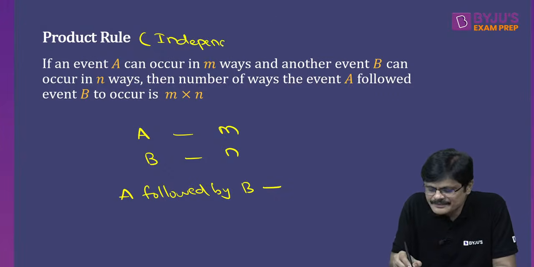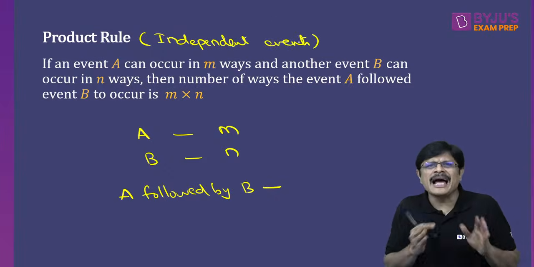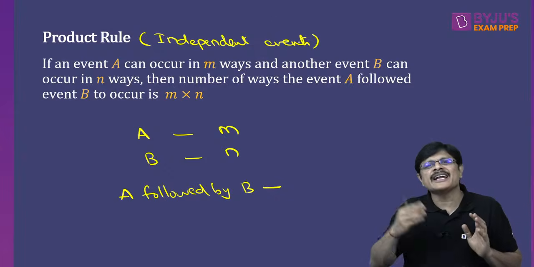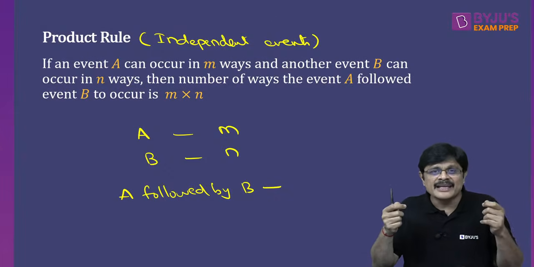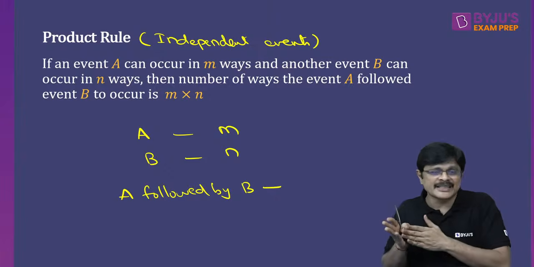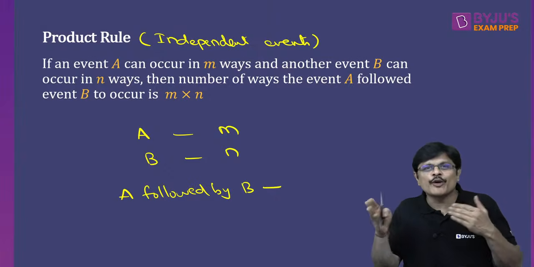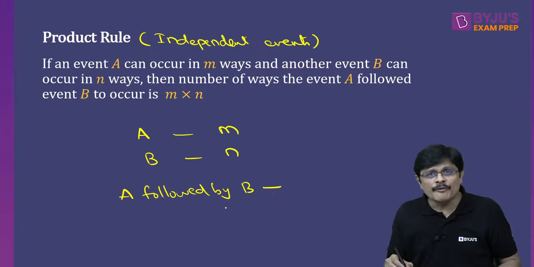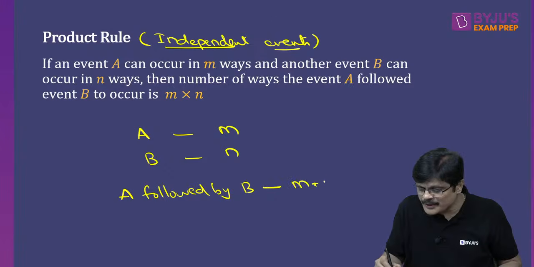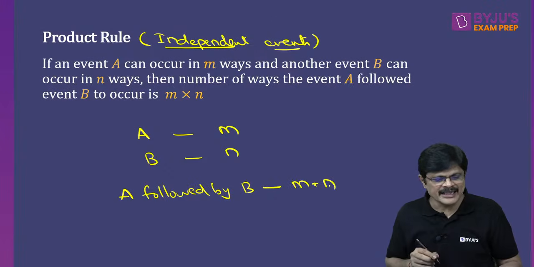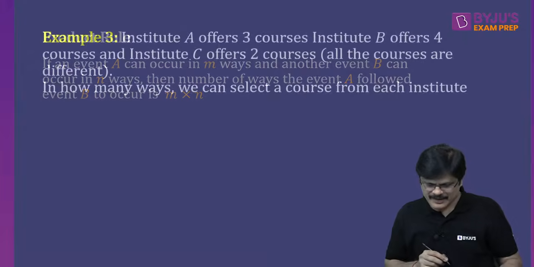Independent events. Independent is simple. Happening of one event does not affect the happening of the other. Here the events are not happening at a time. They are happening one followed by the other. So the number of ways A followed by B can happen, if they are independent, is given by m into n, my dear friends. Is the idea clear? Good.